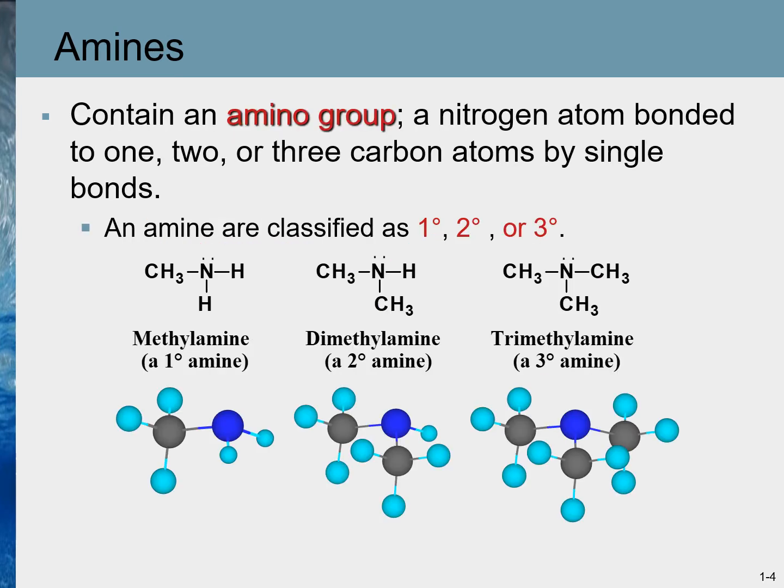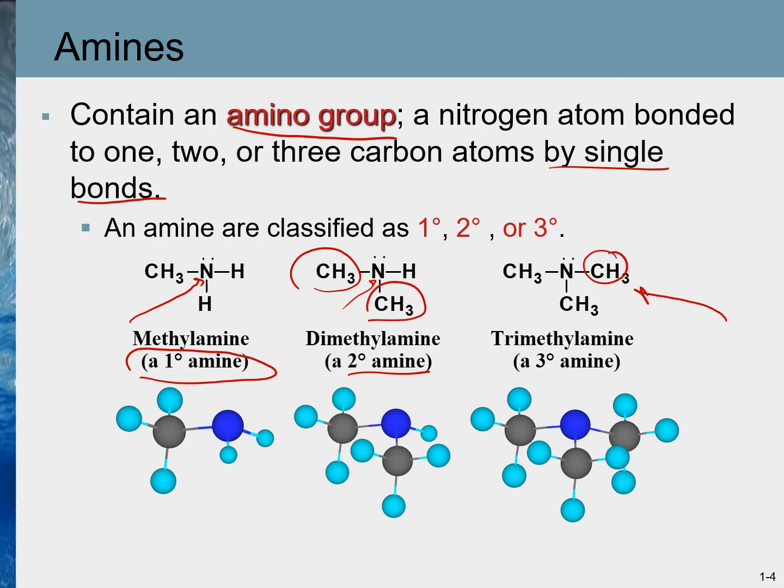The functional group of an amine is an amino group. In an amino group, a nitrogen atom is bonded to 1, 2, or 3 carbon atoms by a single bond. In primary amines, the nitrogen atom is bonded to 1 carbon. In secondary amines, the nitrogen atom is bonded to 2 carbons. And in tertiary amines, nitrogen is bonded to 3 carbons.